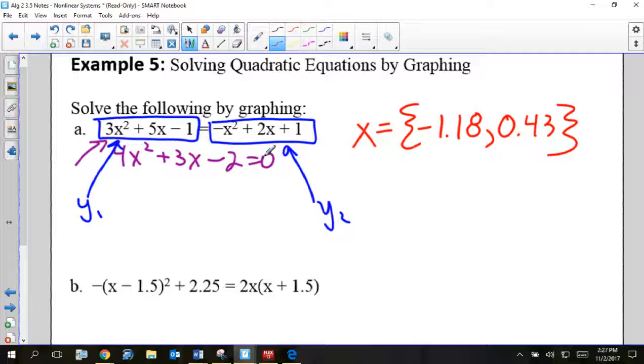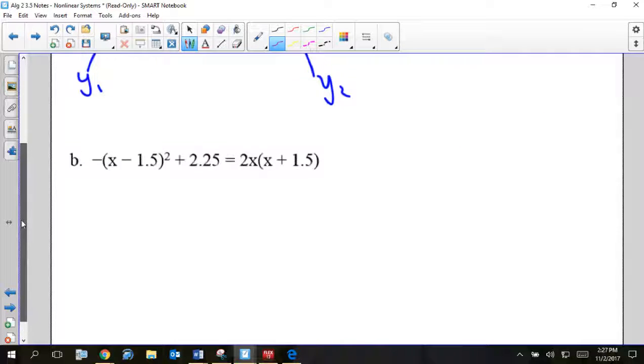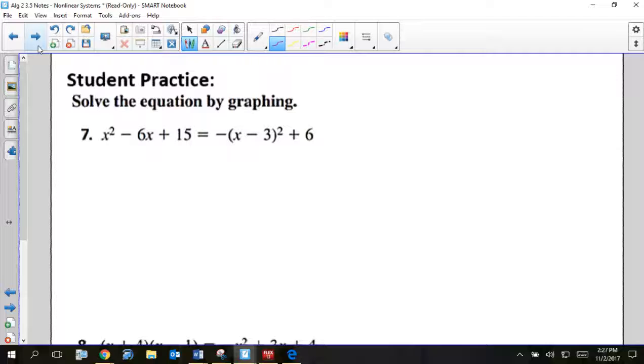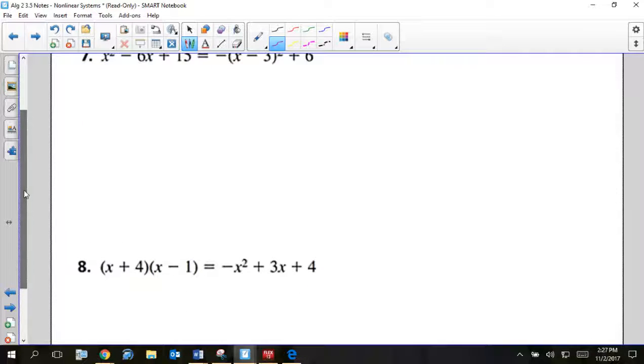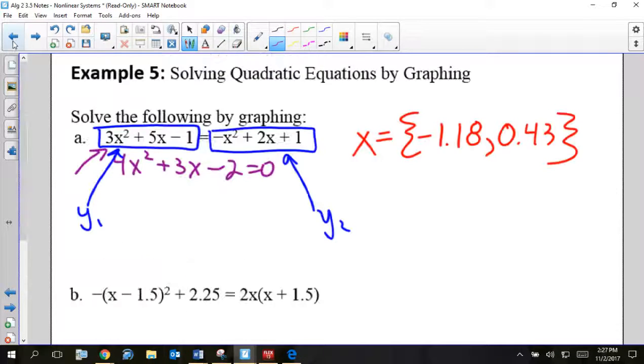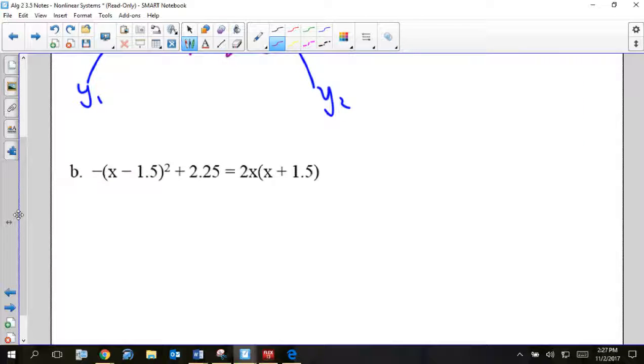Let's pick another one. Out of these examples, which one looks really complicated, like you would not want to solve that by hand? Which, B? Can it be B? Okay. So let's type in B, 2 equations, and let's find where they intersect, and just the x value is going to be our answers.